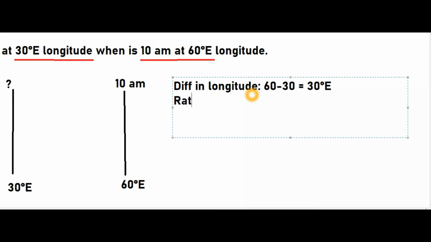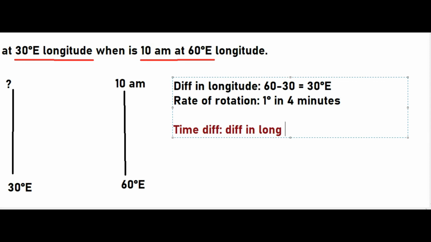And we know the rate of rotation. Rate of rotation of Earth, that is 1 degree in 4 minutes. So if you want, we can do it in minutes, or if you want, we can do it in hours. So here it is 30 degree. I am going to use minutes. Later we can practice with hours. Now this is the rate of rotation. Next thing, we have to find out the time difference between these two places. So time difference is equal to difference in longitude multiplied by the rate of rotation.